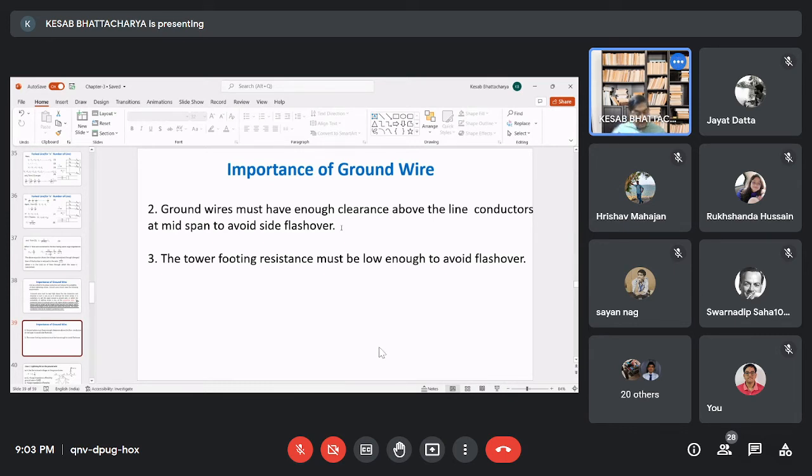But you are already accustomed to the term sag that takes place in transmission lines in the mid-span between the two transmission towers.